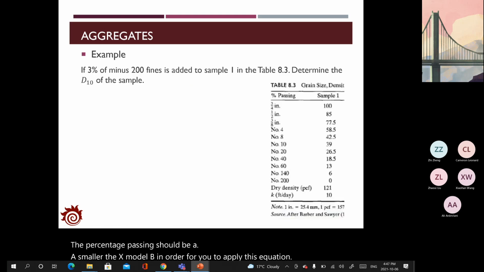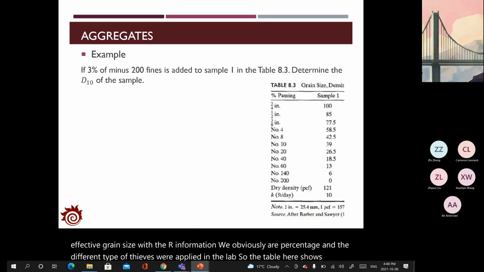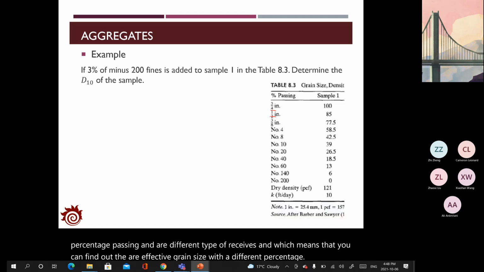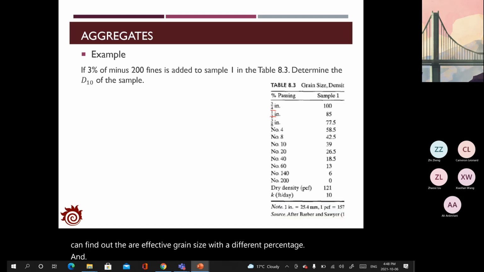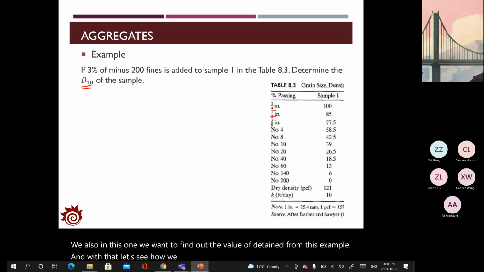Okay, and now I will give you a simple example of how to calculate the effective grain size with the percentage information and the different types of sieves that we applied in the lab. The table here shows the percentage passing under different types of sieves, which means that you can find the effective grain size for a different percentage. In this example we want to find the value of D10. And with that, let's see how we can use the equation we specified on the previous page.